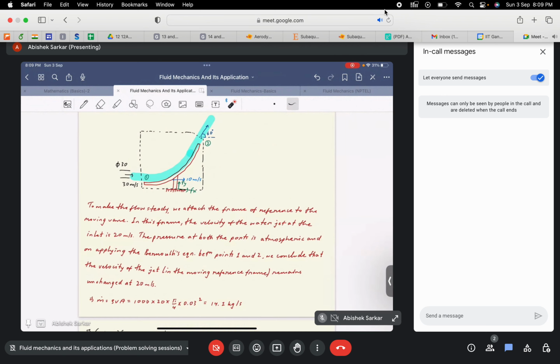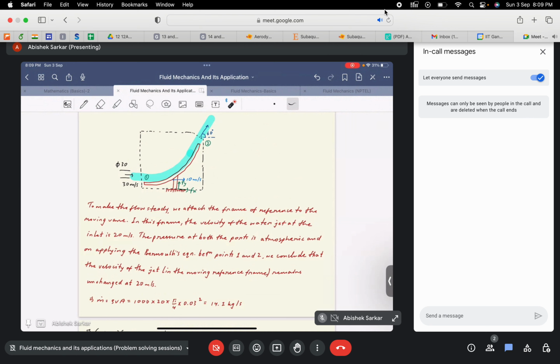If we would have chosen a stationary control volume, if our frame of reference was a fixed frame of reference, what would have happened is that even if the flow velocity was steady at 30 meter per second, the control volume itself would have been changing with respect to time. So that would have essentially made our problem unsteady, right?